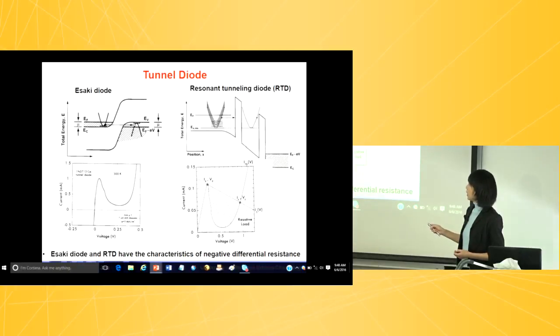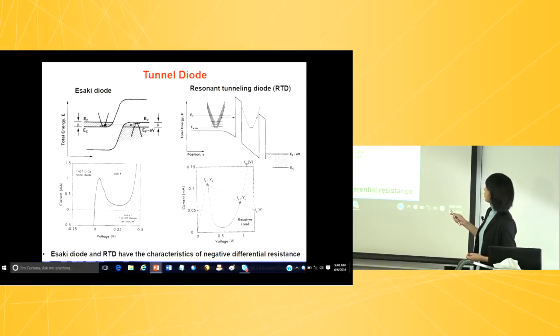But if the bias is too large, so that the valence band in the P-plus region is now lower than the conduction band, then there is no available state for the tunneling, and the tunnel current will reduce. So if you plot the current versus the bias across the PN junction, it starts by increasing with the gate bias. Once the valence band is below the conduction band in the N-type, the current starts to drop, giving NDR, negative differential resistance.